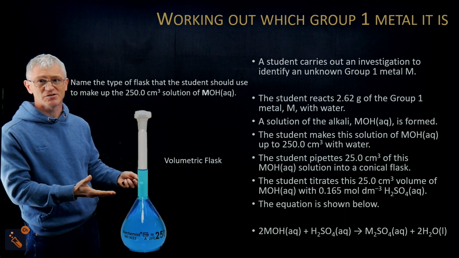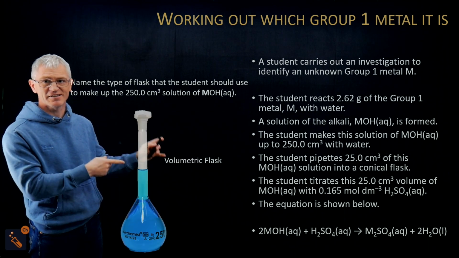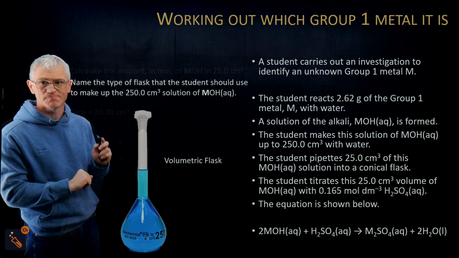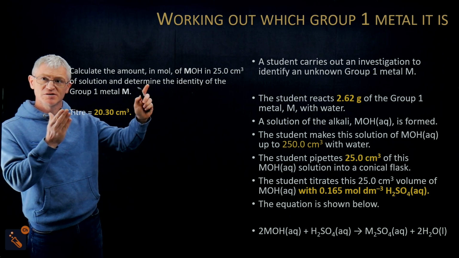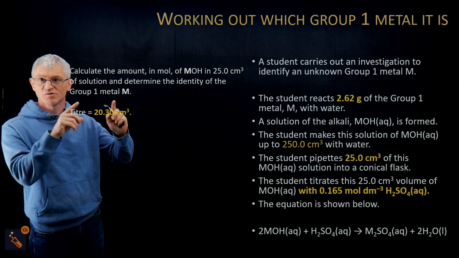Well, that is a volumetric flask all day long. Beautiful one there. Okay, so hopefully that should be an easy question. So we're now going to calculate the amount of moles of MOH in 25 centimetres cubed solution to determine the identity of the group 1 metal.